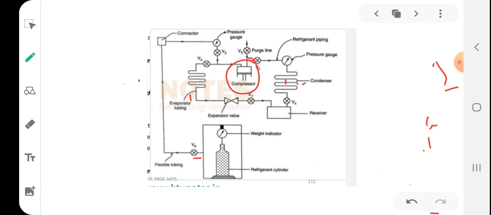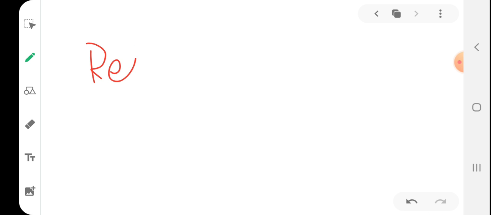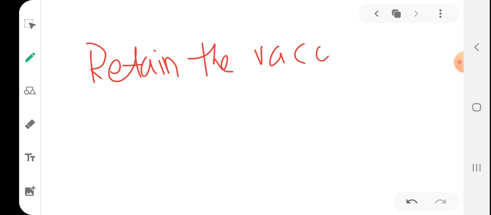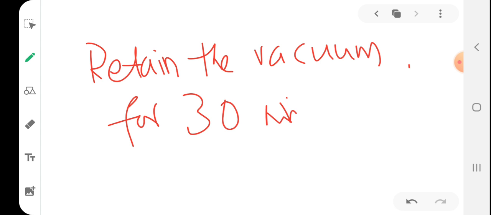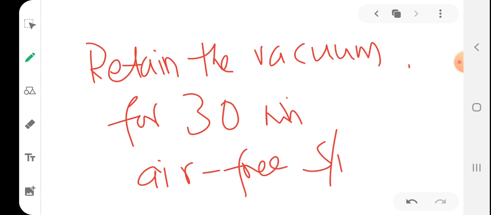You have to retain the vacuum. How is vacuum produced? Because of continuously pumping out air. If you continuously maintain vacuum for 30 minutes, it can be concluded that only then it will be an air-free system. So that is very important. You have to retain the vacuum for 30 minutes.